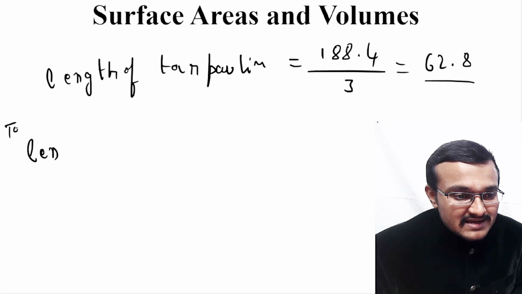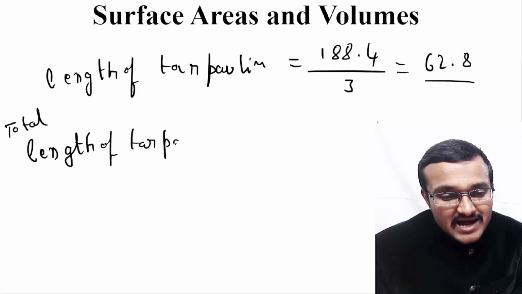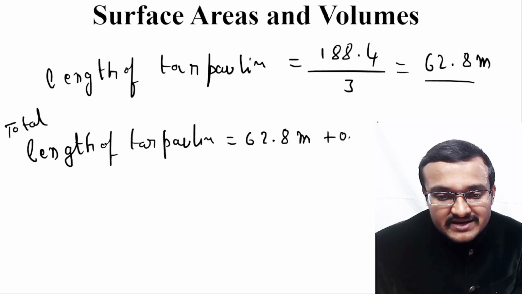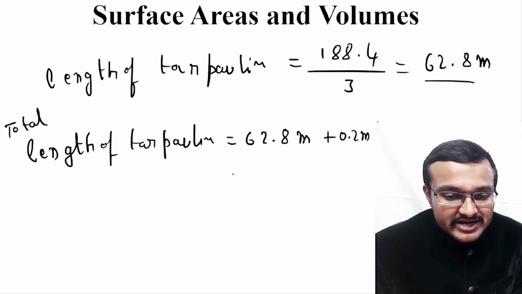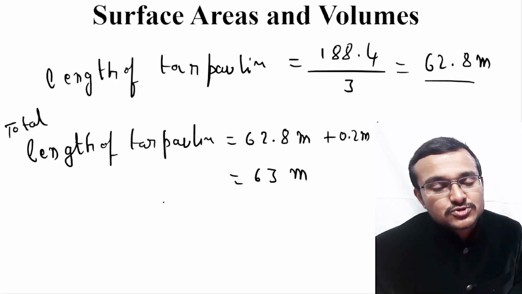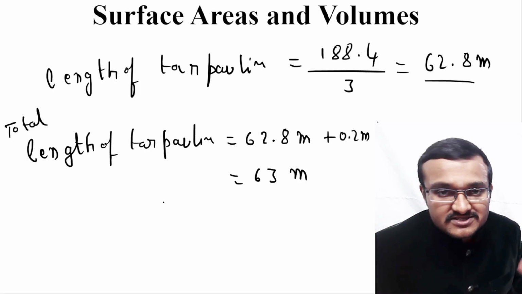So the total length of tarpaulin, you have to add the wastage also, that is 20 centimeter. So 62.8 meter, this is in meter, plus 20 centimeter. I can write this as 0.2 meter. So 62.8 meter plus 0.2 meter will be 63 meter. So approximately we want 63 meter of tarpaulin to construct this tent.